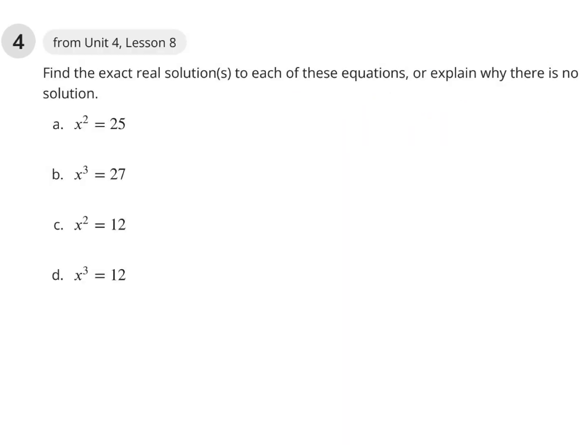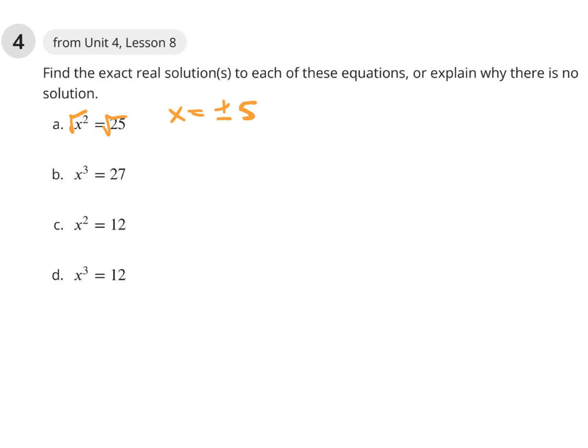Okay, so let's look at this problem here. To solve x squared equals 25, when you solve an equation, the x must be to the first power. So we have to take the square root. When we take the square root of a positive number, we get two answers, one positive, one negative.